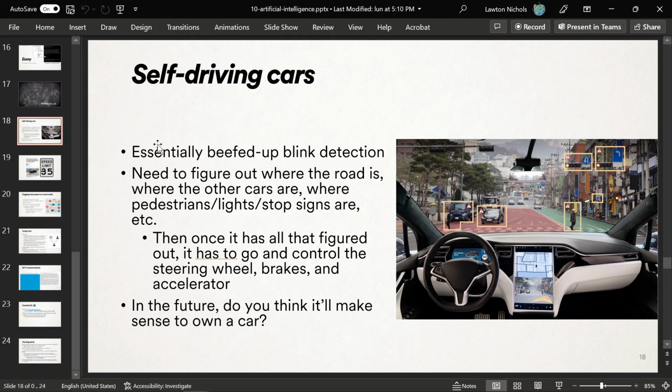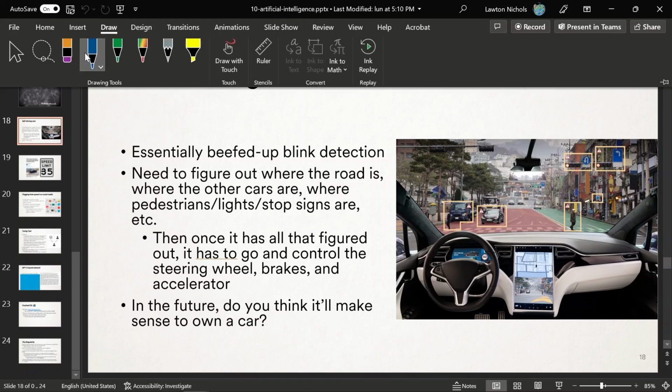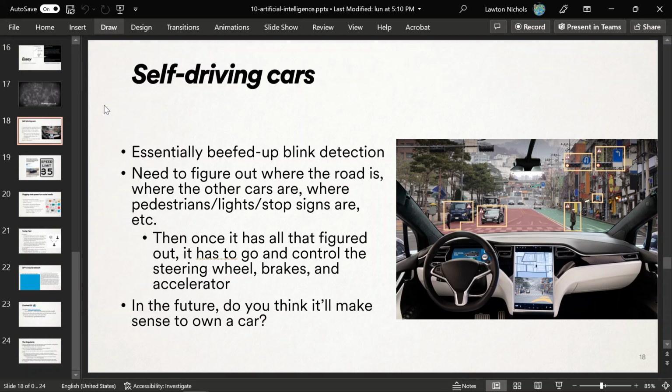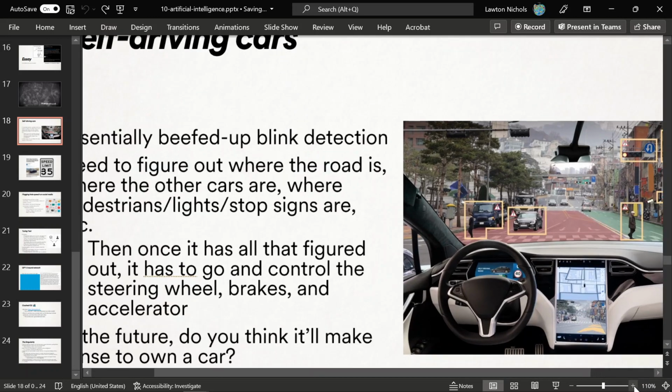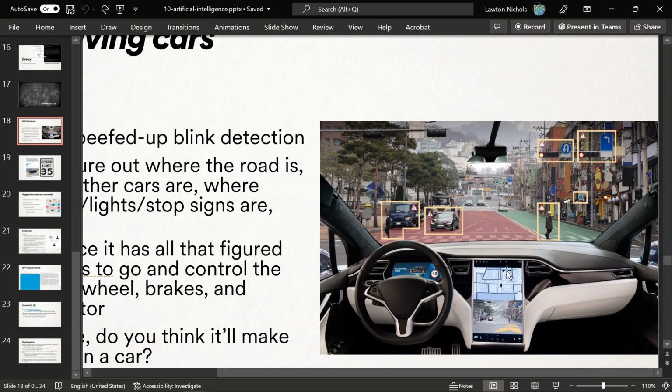Let's talk about that. So self-driving cars, that's a big thing, right? What is that? How do you teach a computer to drive a car? Well, really, it's just blink detection all over again, isn't it? It's okay, I'm getting information from my sensors, and I better draw some boxes around things that I notice. I better figure out where the road is.